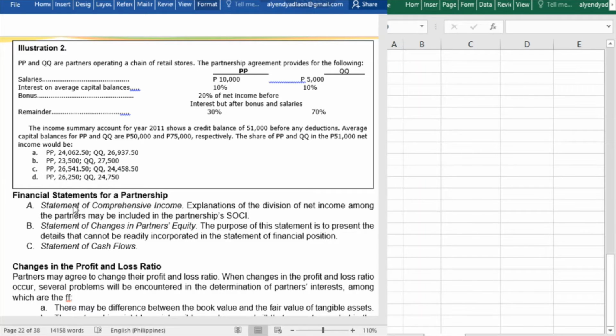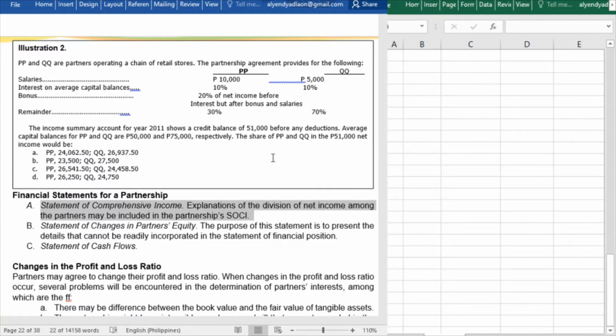Now next, let's proceed. Financial statement for a partnership. In a financial statement for a partnership, just like a sole proprietorship, it has the statement of comprehensive income, statement of changes in partners' equity, statement of cash flows, and all other financial statements that are needed for the business or for the company. Now, in the statement of comprehensive income, it's actually just the same: sales minus cost of sales minus expenses, add the other comprehensive income. But in the case of partnership, explanations of the division of net income among the partners may be included in the partnership's statement of comprehensive income.